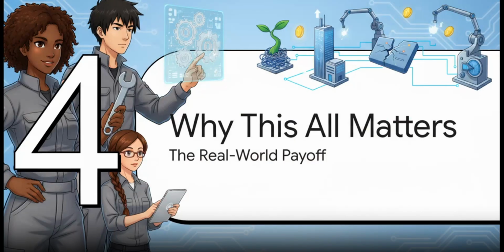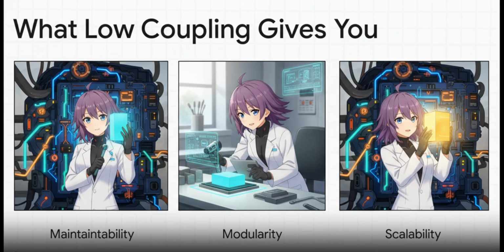And listen, this isn't just theory for a textbook, okay? Sticking to these principles has massive, tangible benefits when you're in the trenches, actually building, fixing, or trying to grow a real software system. So what do you get from low coupling in the real world? Well, for starters, your system becomes incredibly maintainable. You can confidently update one part without that terrifying domino effect of failures we talked about at the beginning.